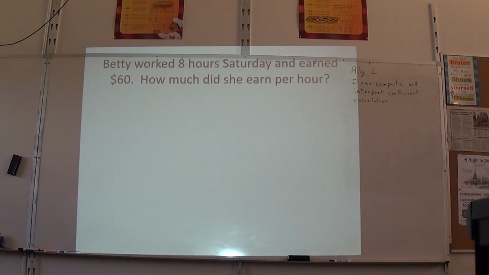All right, so looking around, most of you had this right. Most of you had it right. Okay, if we let X represent the amount Betty earned per hour, then we have, what are we going to have, Stephen? 8x equals 60. 8x equals 60.